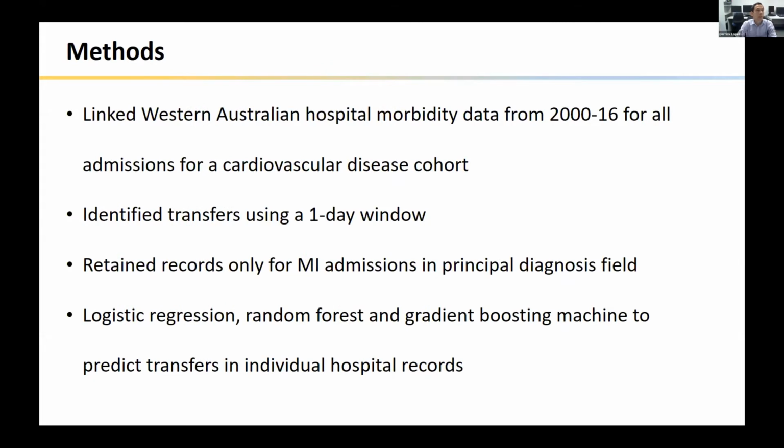For this study, we used linked Western Australian hospital morbidity data from 2000 to 2016 for all admissions for the cardiovascular disease cohort. We identified transfers using all records with a one-day window between subsequent discharge and admission, which I will show you in the next slide. Following this, we retain records relating to MI admissions only in the principal diagnosis field. We then pass this data through machine learning approaches to determine if we can predict transfers in each individual record based on variables in the data.